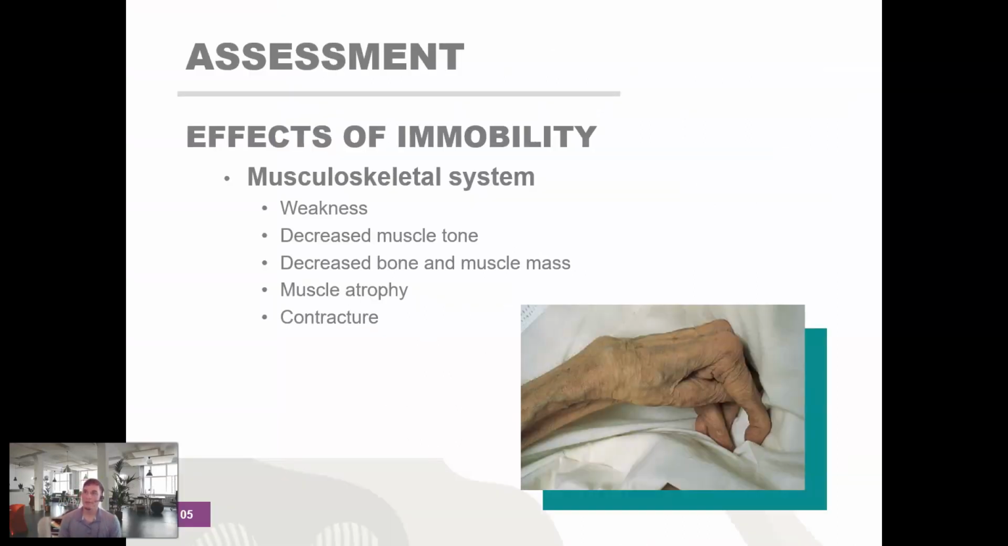So kind of focusing in and honing in on immobility. When we're doing assessment, things that we'll see, regardless of the patient population that we're taking care of, you would be able to note things such as weakness, that may be a focused area of weakness, maybe generalized weakness. It really depends on what's going on with the musculoskeletal system. You will be able to see decreased muscle tone.